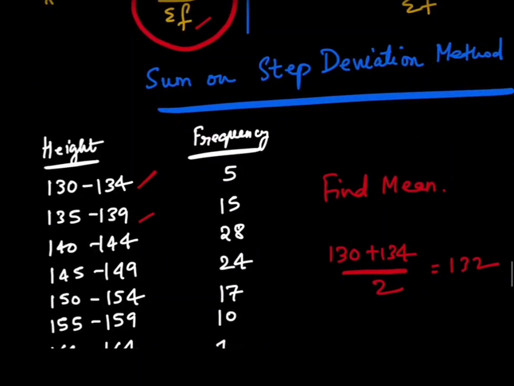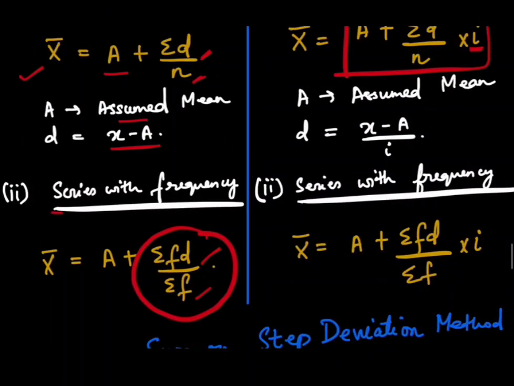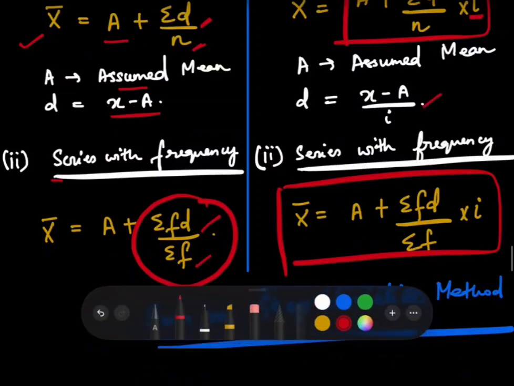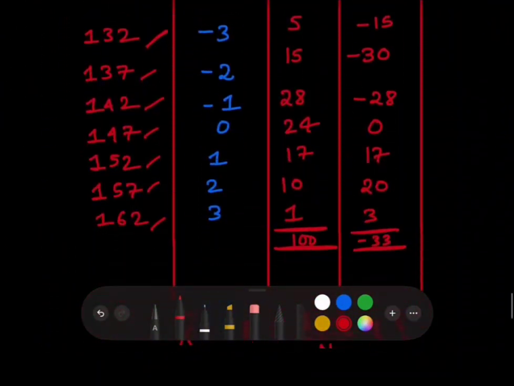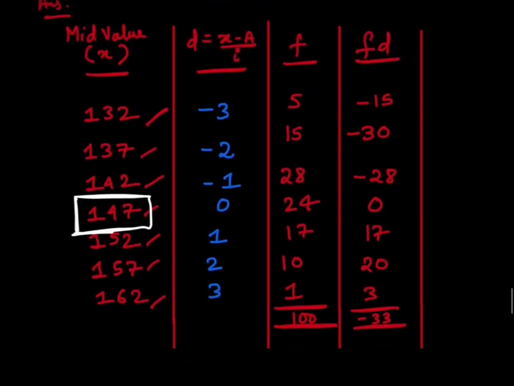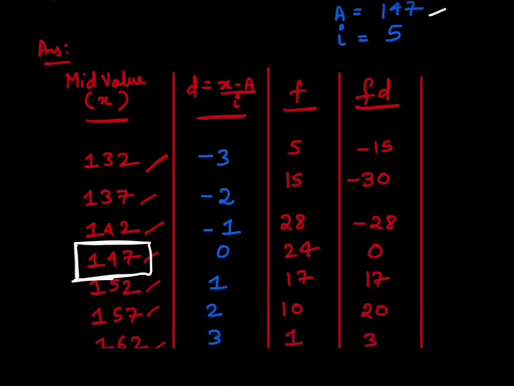Now, since we are doing the sum with step deviation method, we need to find d, because in case of step deviation method in a series with frequency, we need d. And what is d here? D here is x minus a by I. So now let's discuss what a is. A is the assumed mean. As you can see here, a is 147. How do we get that? Since 7 items are there and the item in the middle is 147, it is the assumed mean. So a is 147 here.